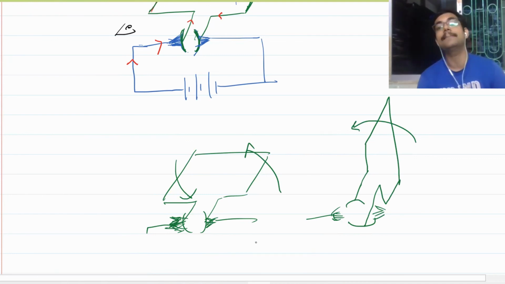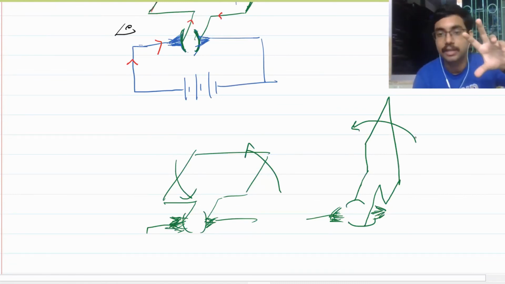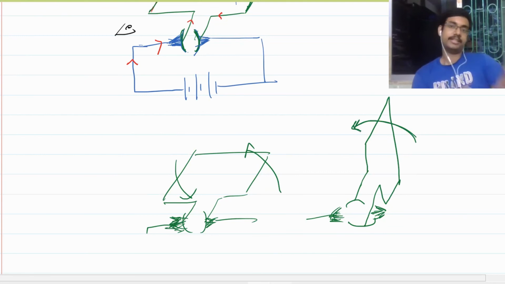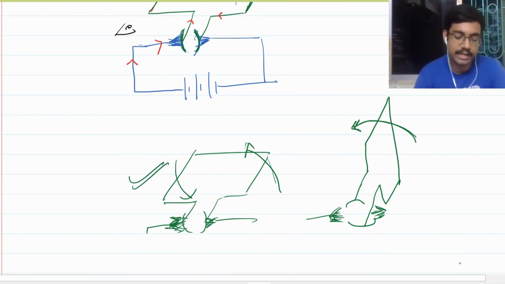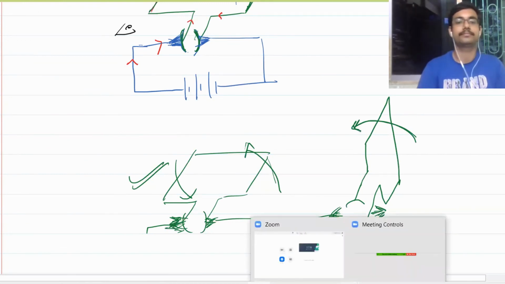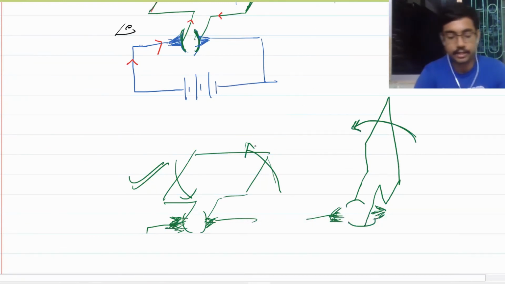This is the point when you don't have the touch of the brushes. So at that point instantaneously the current stops, but because of inertia it keeps on rotating. It does not stop. Do you understand? It keeps on rotating. Now because it keeps on rotating, once again it achieves this point and then again it gets a force and then it rotates. This is how a motor rotates. Are you understanding my point? Is this clear to you?